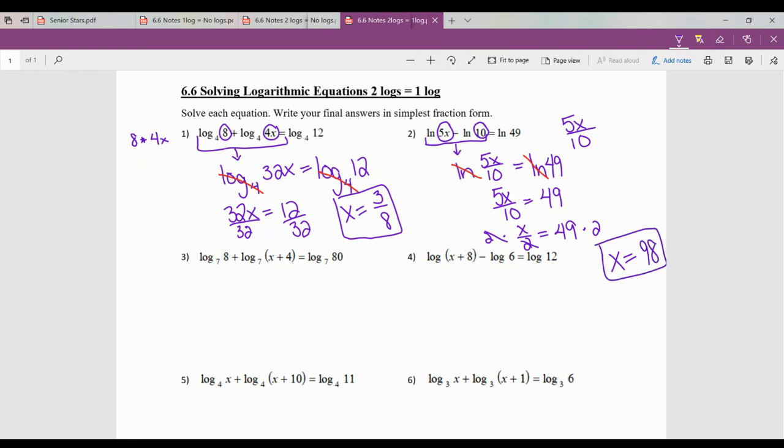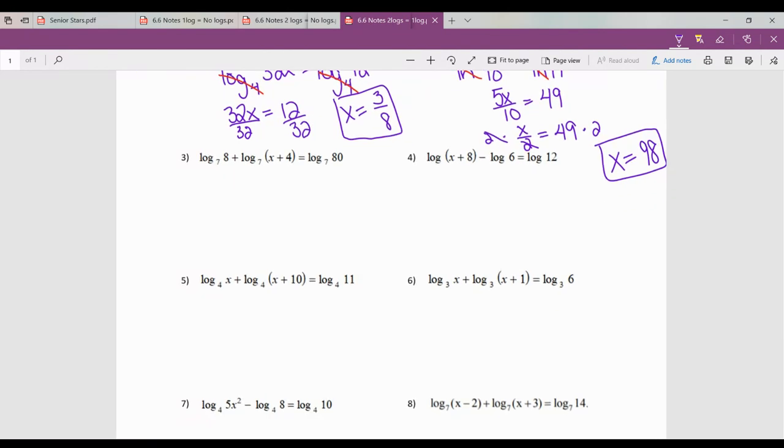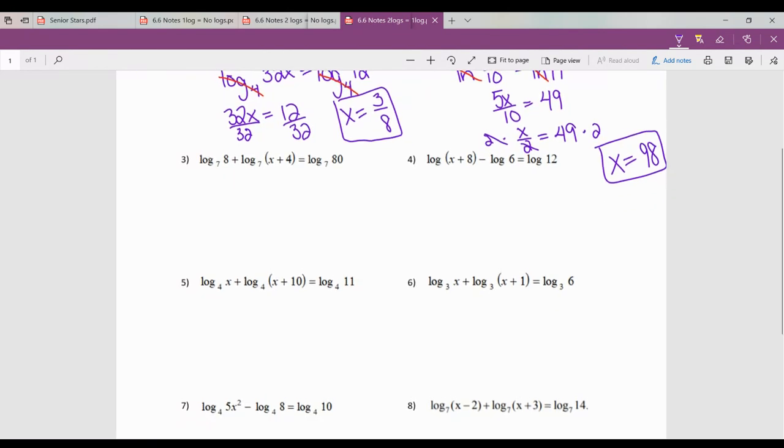Final answer. All right, so now on to the next one where we have 2 logs equals 1 log. So we're going to condense those 2 logs into 1 log base 7. And now I'm going to take this 8 and this x plus 4, and because it's addition, it becomes multiplication. So when I multiply those 2 things, I'm going to actually have to distribute that in. So it's going to be 8x plus 32 equals log base 7 of 80.